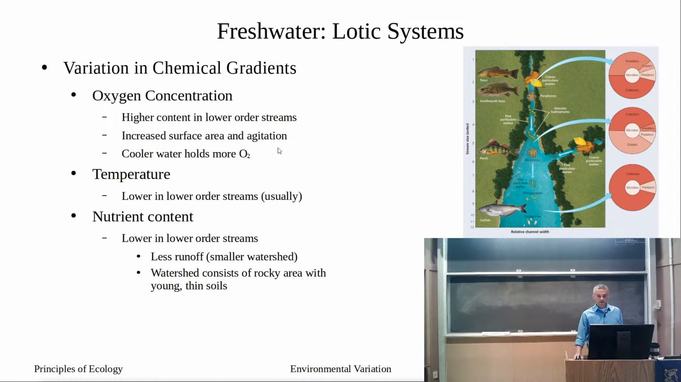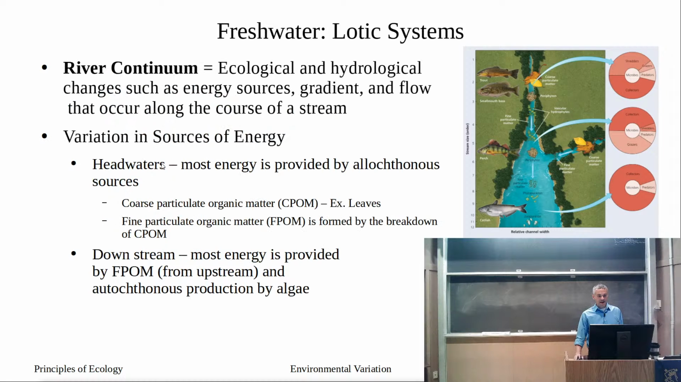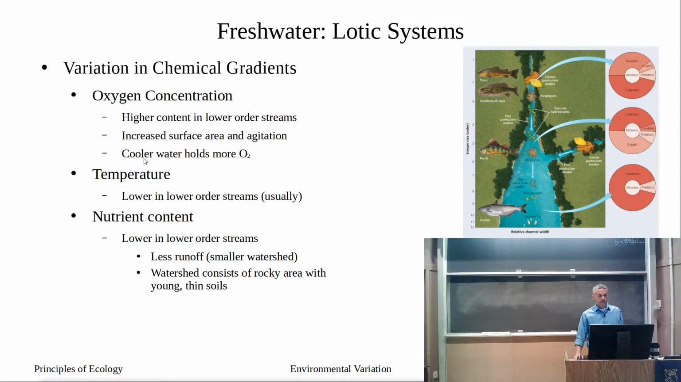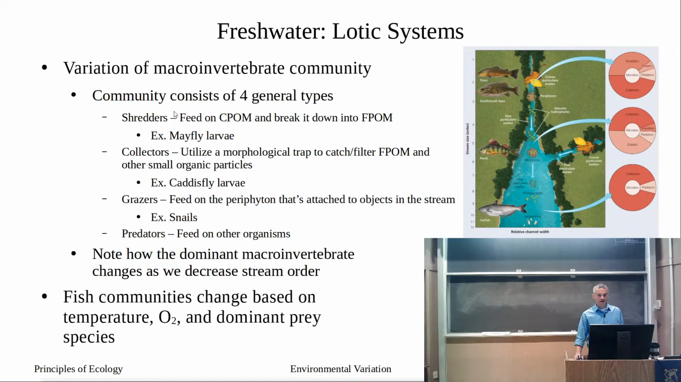So we have a variation in the sources of energy, we have variation in our chemical gradients, and all of that leads to variation in our actual organismal community. I think the most prominent variation is seen in the macroinvertebrate communities.